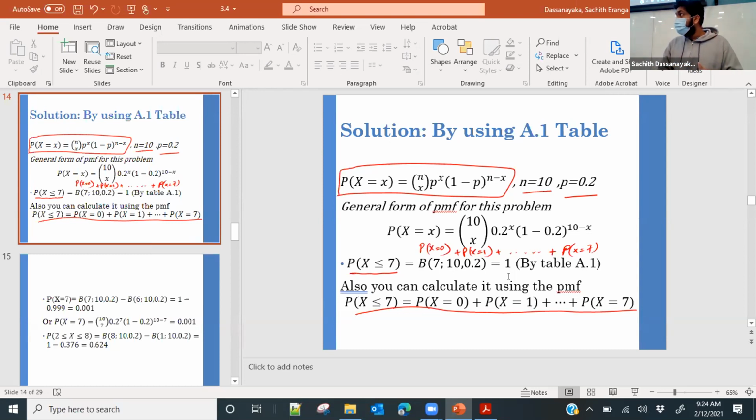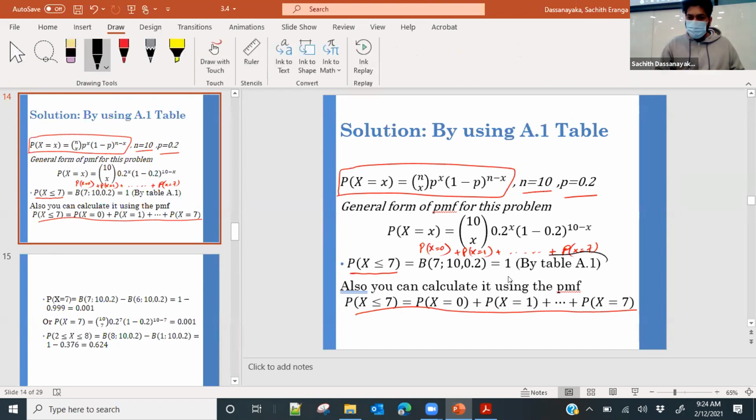If you need to find probability of x greater than 7, simply take the negation. That's the easiest way. So 1 minus probability of x less than or equal to 7, right? Which is the probability of x greater than 7. So it is 1 minus 1, which is 0. Clear? The only oddity here is that the value is 1. So this is the easiest way to calculate your cumulative probabilities by using this table.